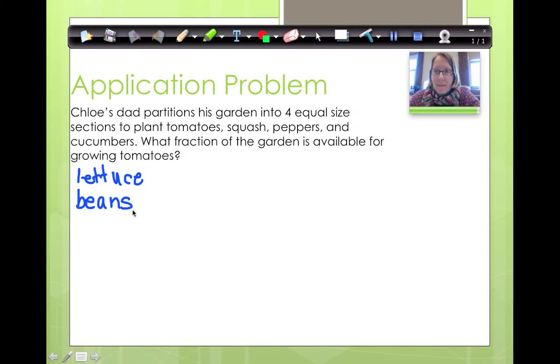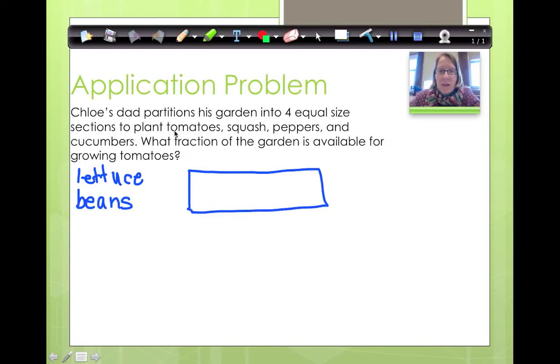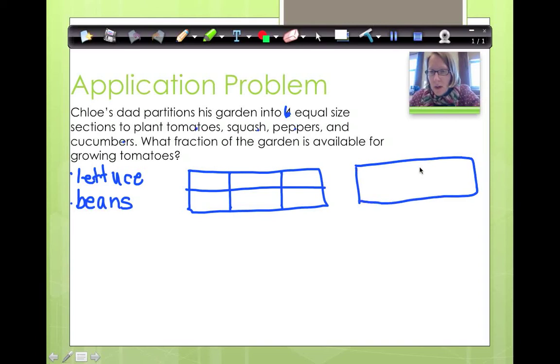Well, let's start with our picture. Got our rectangle. Now, how many are we going to need? Not 4 equal sections, because we have tomatoes is 1, squash is 2, peppers 3, 4, 5, 6. We need 6 equal sections now. Okay, so if I divide it into thirds, and I cut my thirds in half, then I have 6. 1, 2, 3, 4, 5, 6, because 3 times 2 is 6. Okay, or I could have drawn it this way too, couldn't I? Here's my thirds, and cut my thirds in half.